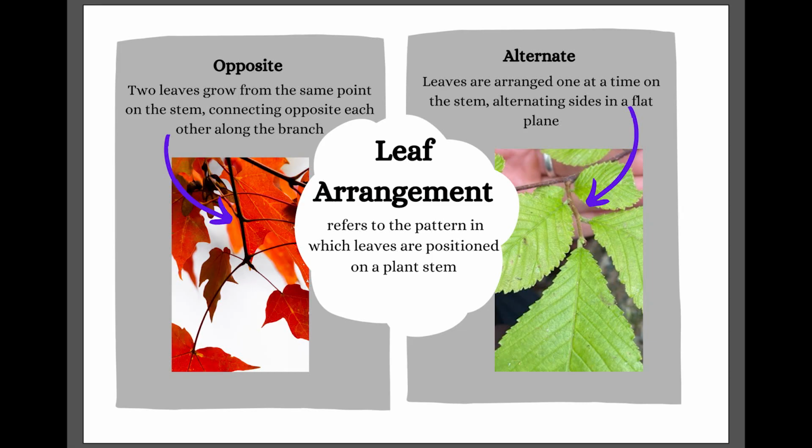Now, with alternate leaves, the leaves are staggered along the stem, and each leaf grows at a different level, alternating sides as you move up the stem. So to recap, opposite leaves are paired directly across from each other, while alternate leaves are staggered along the stem.